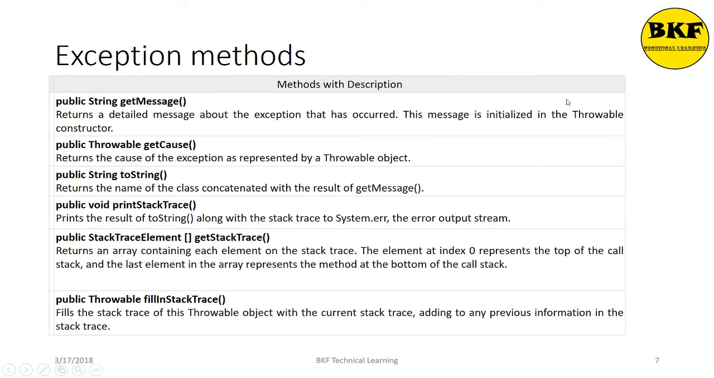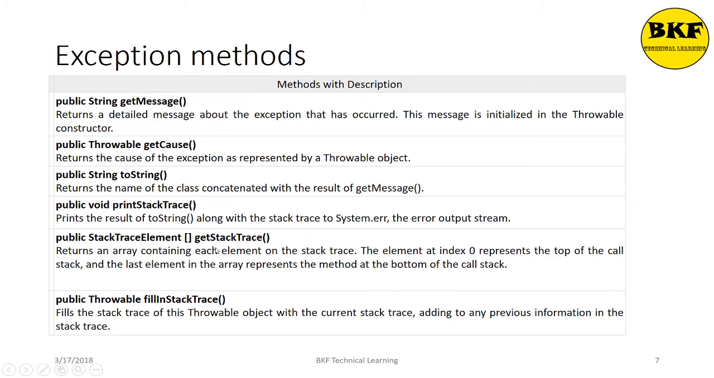Now let's see some exception methods. There's a getMessage method which returns a detailed message about the exception that has occurred. This message is initialized in the Throwable constructor. Then there's a getCause method which returns the cause of the exception as represented by the Throwable object. Then there's the toString method which returns the name of the class concatenated with the result of getMessage. Then there's the printStackTrace method which prints the result of toString along with the stack trace to System.err, the error output stream.